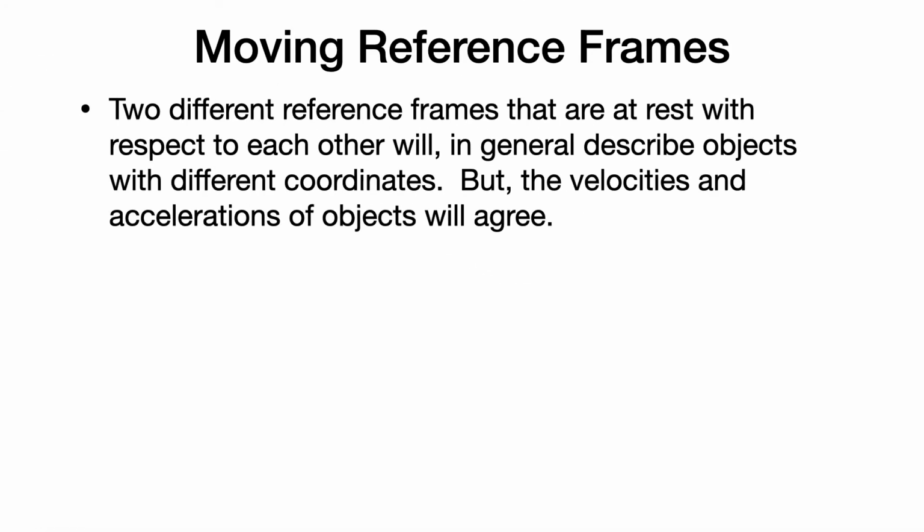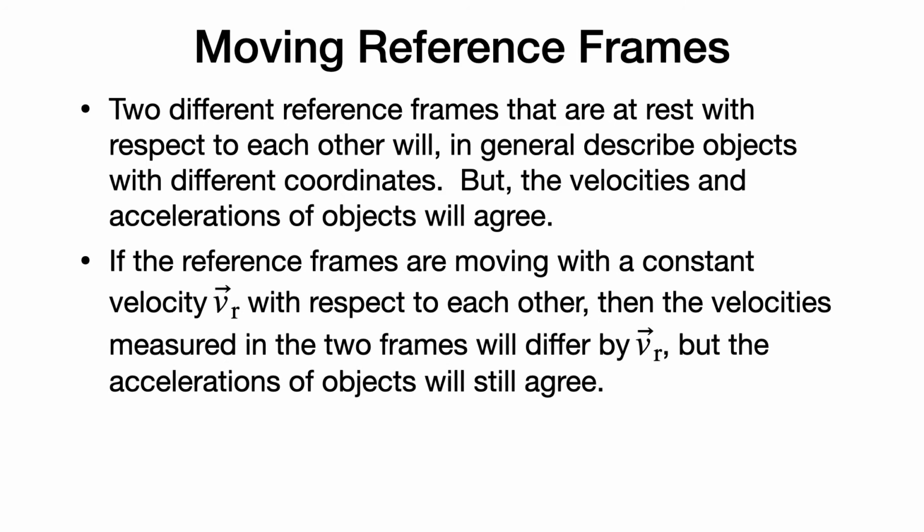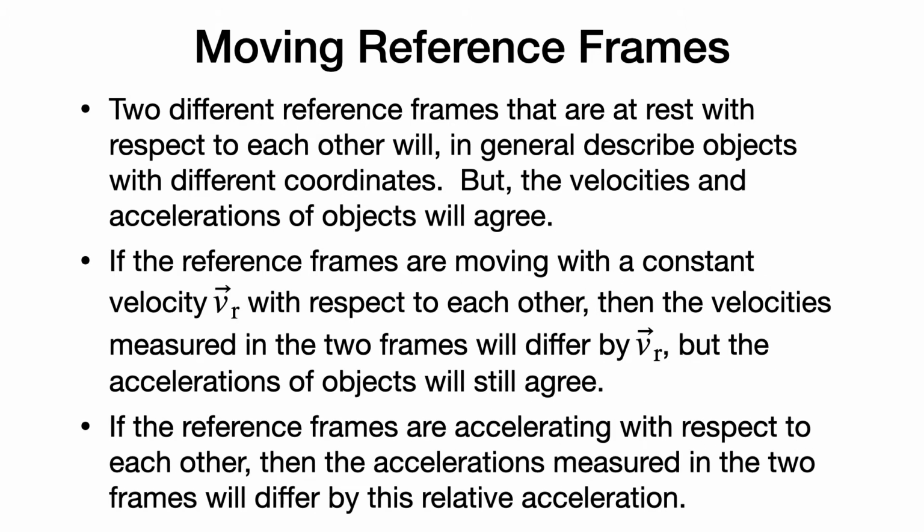Two different reference frames that are at rest with respect to each other will, in general, describe objects with different coordinates, but the velocities and the accelerations of objects will agree. On the other hand, if the reference frames are moving with a constant velocity with respect to each other, then the velocities measured in the two frames will actually differ by this relative velocity, but the accelerations will still agree. And if the reference frames are accelerating with respect to each other, then the accelerations measured in the two frames will differ by this relative acceleration.